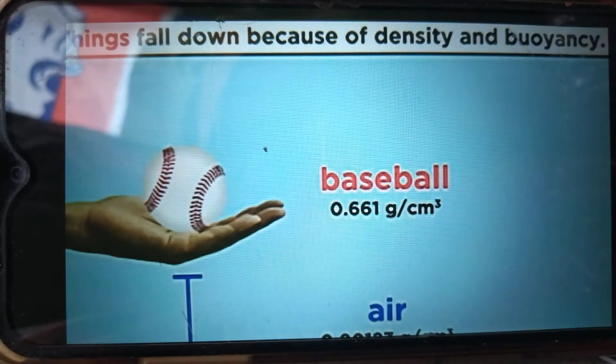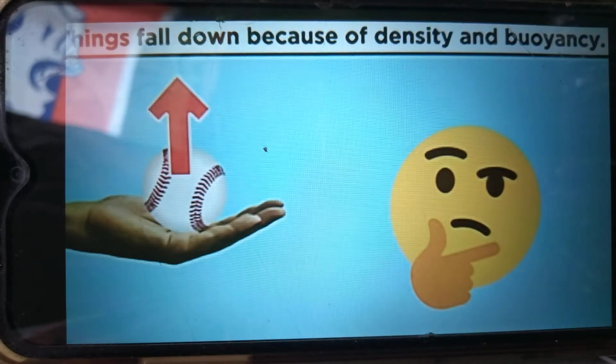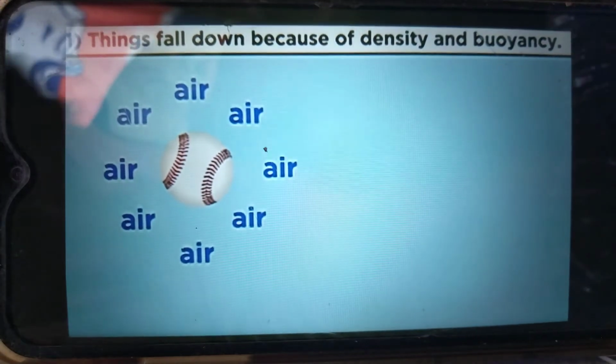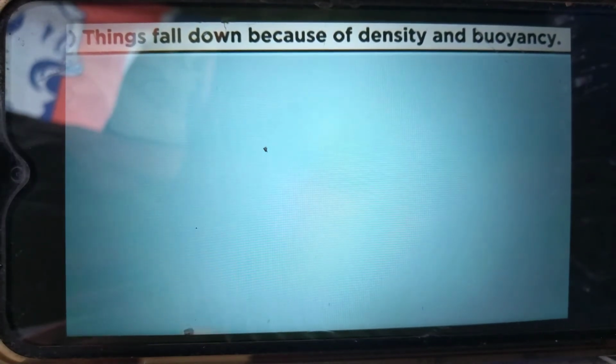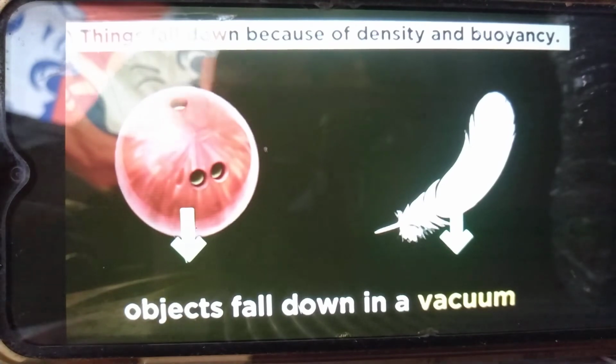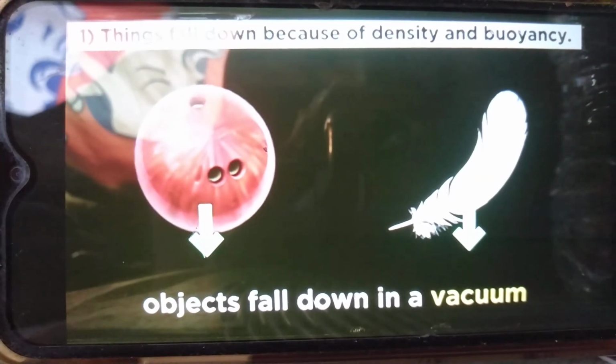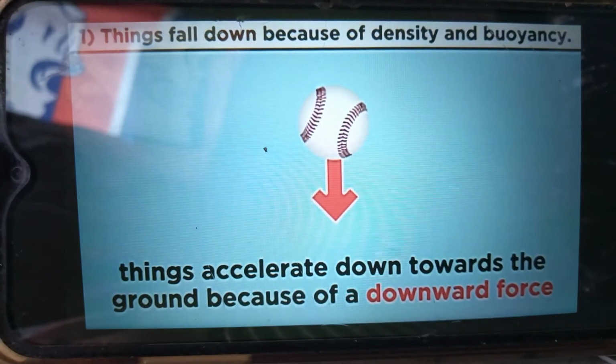You say that objects fall down because they are more dense than the air below them. Why down? Why not up? Or sideways? When you let go of a ball, there is air all around it. How does it know to fall down? Also, objects fall down when they are in a vacuum, which means there is no air below them. What's happening there? Face the facts. Things accelerate down towards the ground because of a downward force.